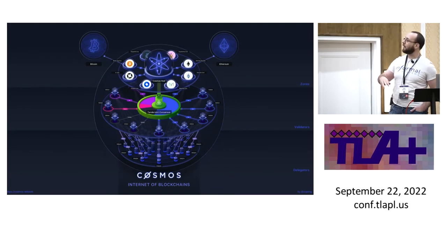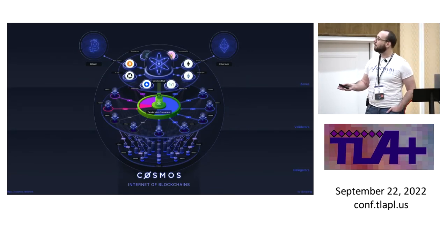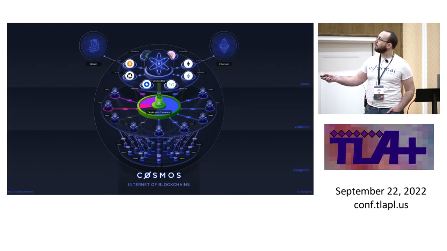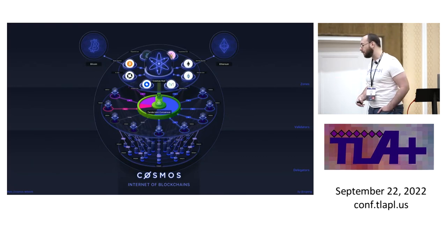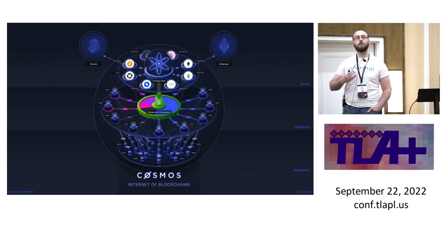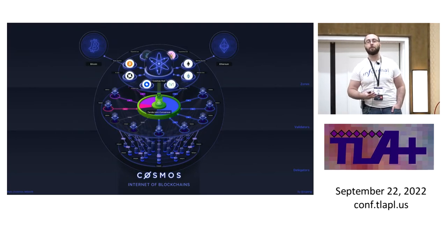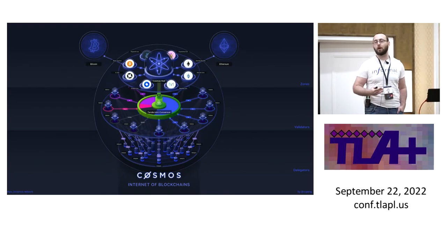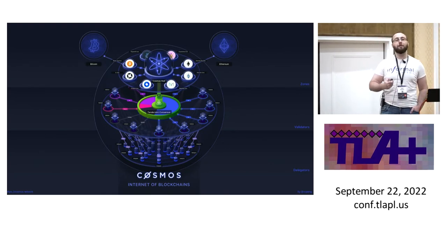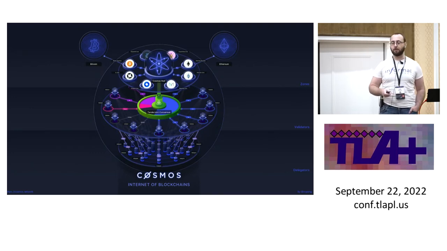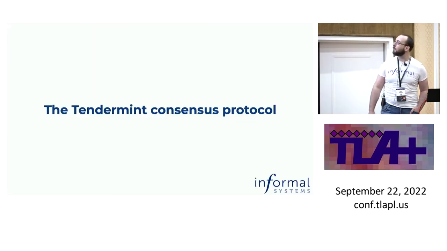This is a picture, for anyone interested, of the Cosmos ecosystem. And the important thing is here in the middle, there's Tendermint consensus. It's the thing that tells the blockchains how to define the next block. Without a consensus protocol, there is no blockchain. And without blockchain, there's no blockchain ecosystem. So it's a very critical component of the system. That's all you need to know about Tendermint consensus for now, besides the things I'll mention later.